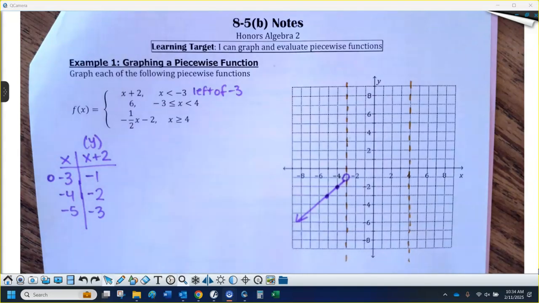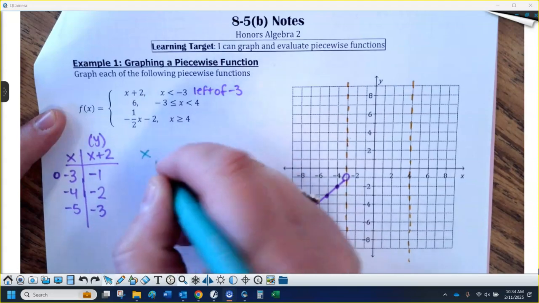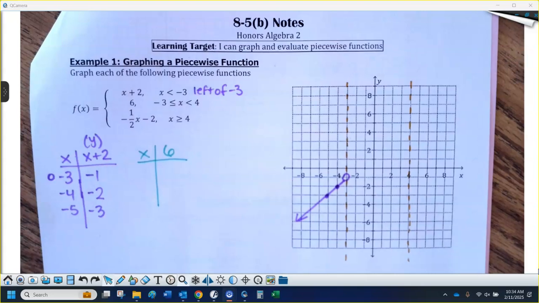All right, now, depending on what the piece is, in this case, the piece is just 6 in the middle. So it's just going to be a horizontal line. You don't have to make a full-on table if you can kind of know what this looks like. But that middle piece, you're going to have x values, but your y value, no matter what, is going to be 6. It's going to create a horizontal line. So you're not going to plug anything into that second piece.